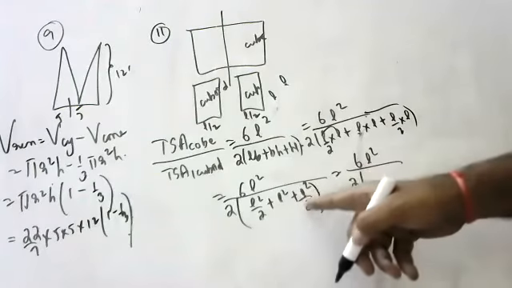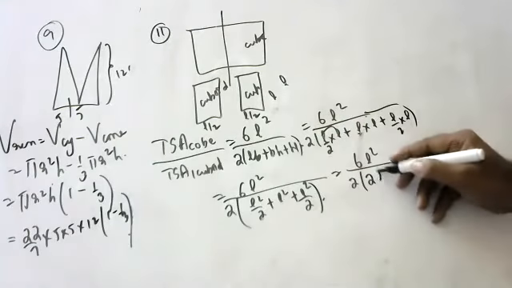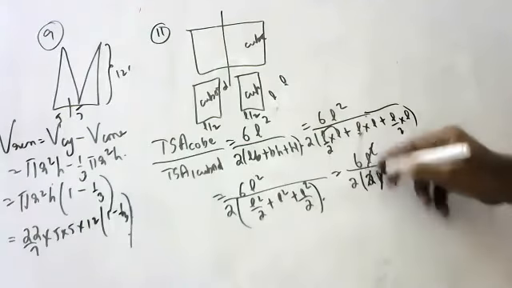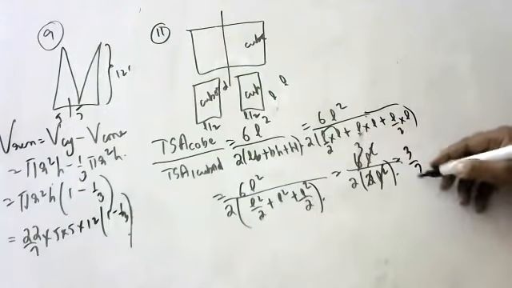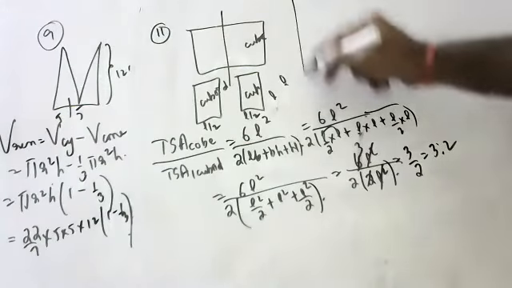So L square by 2 plus L square by 2 is L square. L square plus 2L square is 3L square. Then 6L square by 3L square, the L square cancels. What is the ratio? It is 2 is to 1. Next.